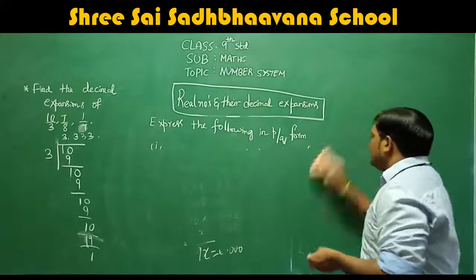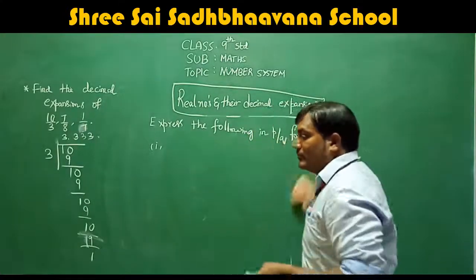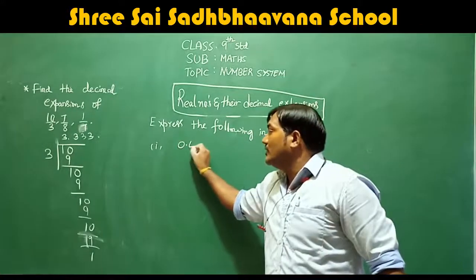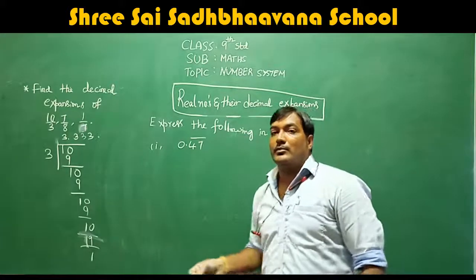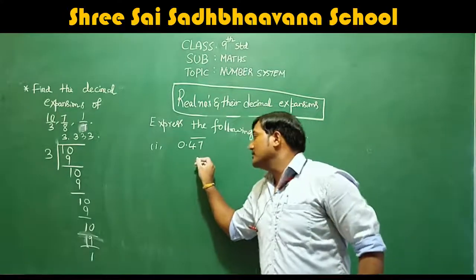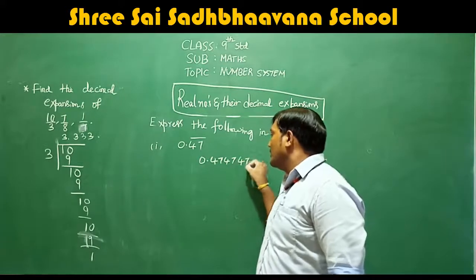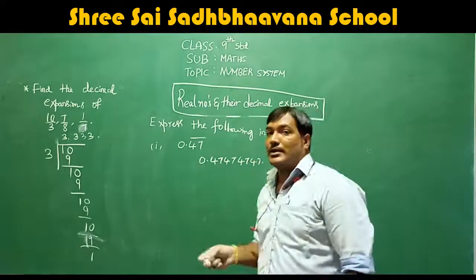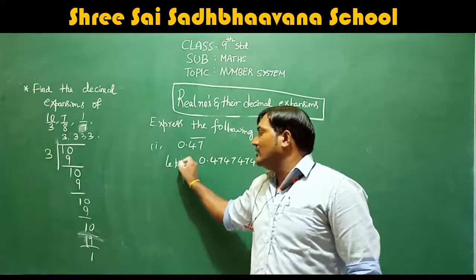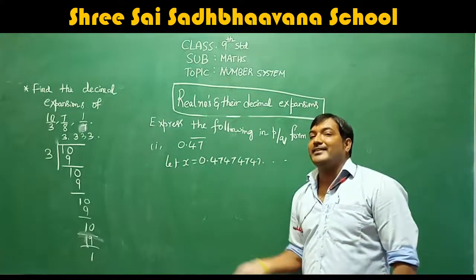Let me explain one more sum based on the same type: 0.47. So this can be written as 0.47 with recurring for both digits, remember. You can write it like this. So let x be equal to this. Same thing as we did for the last one. We assumed it as x is equal to.